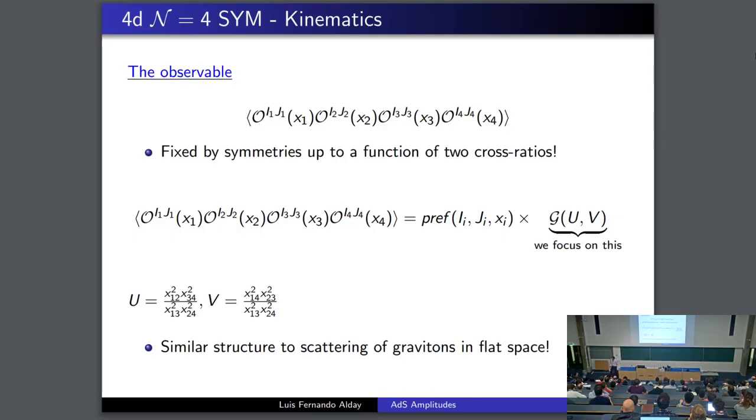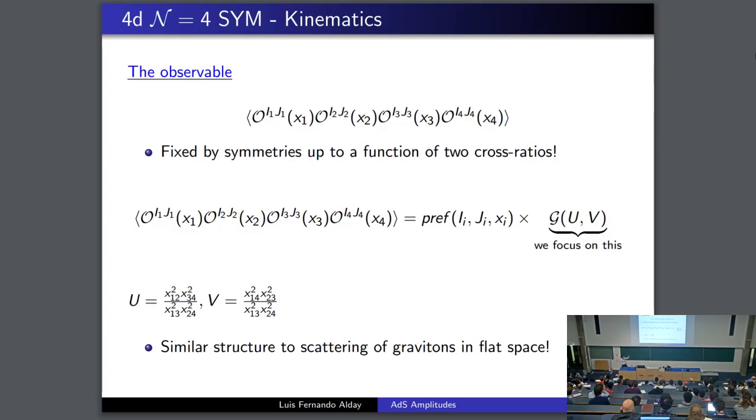Okay? Now, it turns out that, very much like what happened in the scattering of gravitons in flat space, this is fixed by symmetries up to a function of two cross ratios. Basically, this correlator is equal to a prefactor times a function of u and v, where u and v are these two conformal cross ratios, which I define here. So this is the non-trivial part, and this is the part that we will focus on.